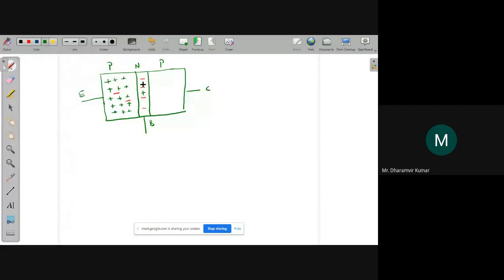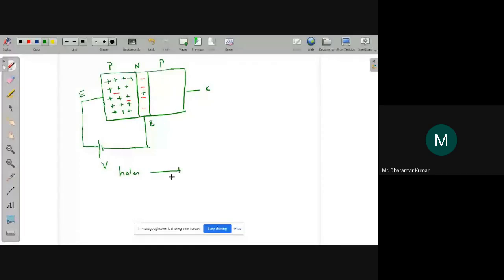Now let me bias this. I will forward bias this because I want to use it for amplification, and for amplification I need to forward bias the first junction, that is the emitter base junction. So let's say this is a battery that I have connected here. The p-type material is connected to the positive polarity of the battery, and the n-type base is connected to the negative polarity. This positive polarity of the battery will repel holes, so the holes will move in this direction, from left to right.